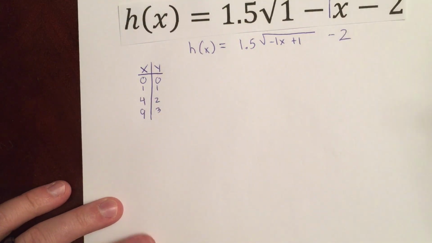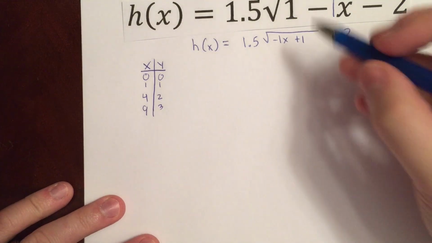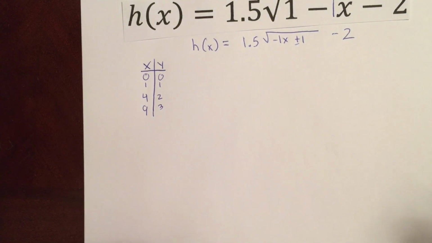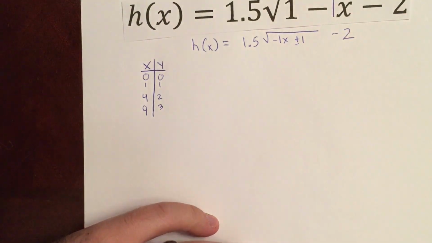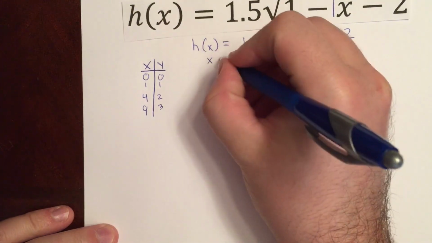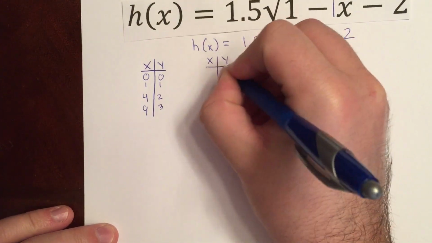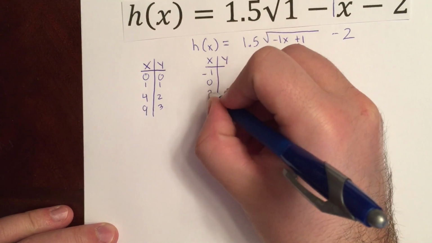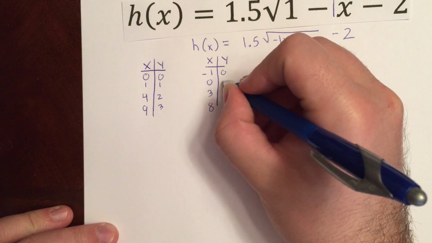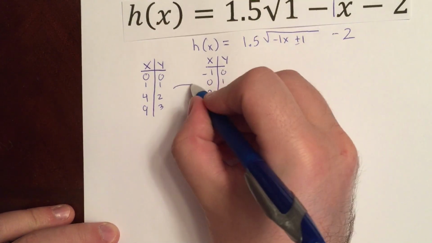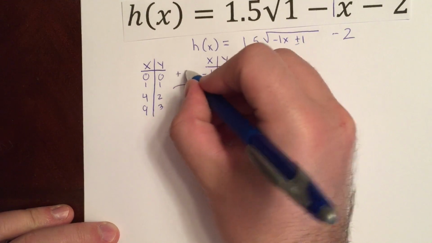Okay, first thing I want to do is add the 1. We talked about this before. The adding of the 1 is a horizontal translation to the left, so we're really going to subtract 1 from the x values. Do a negative 1, 0, 3, 8, 0, 1, 2, 3. My y values didn't change at all. This is by the add 1.